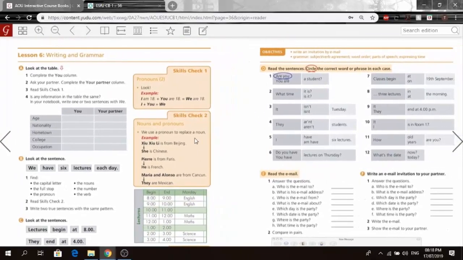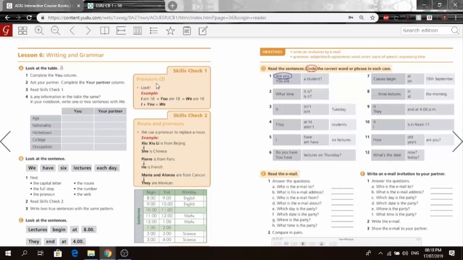Okay, so moving on now to exercise A, writing and grammar still. These are the final 2 pages. Look at the table, so complete the you column, and complete the your partner column after asking your partner, obviously. And read skills check 1. So is there any information in the table the same? Okay, let's read skills check 1 together.